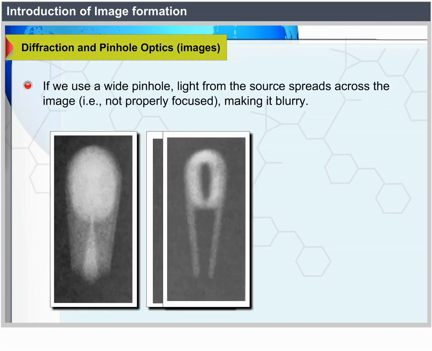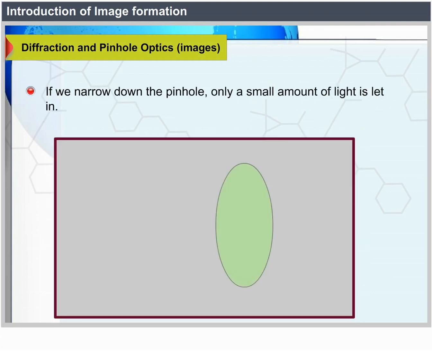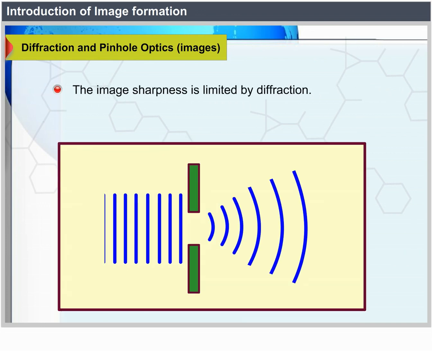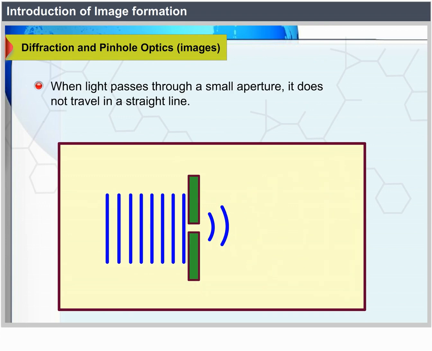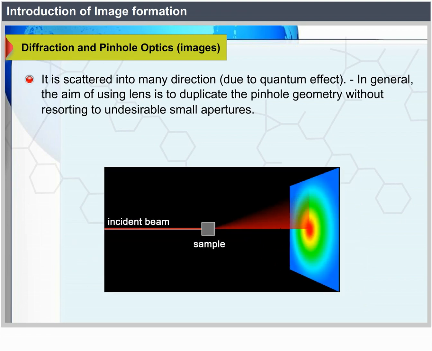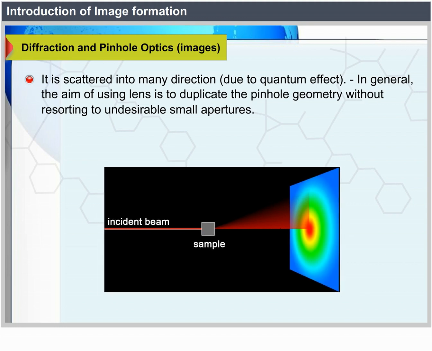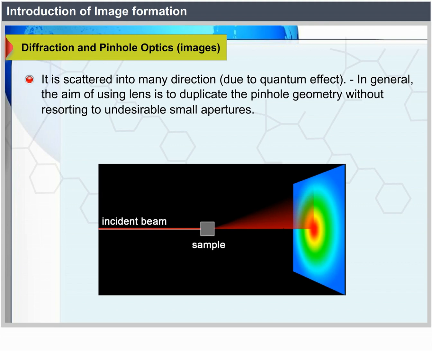Diffraction and pinhole optics. If we use a wide pinhole, light from the source spreads across the image, that is, not properly focused, making it blurry. If we narrow the pinhole, only a small amount of light is let in. The image sharpness is limited by diffraction. When light passes through a small aperture, it does not travel in a straight line. It is scattered in many directions. This is a quantum effect. In general, the aim of using a lens is to duplicate the pinhole geometry without resorting to undesirable small apertures.